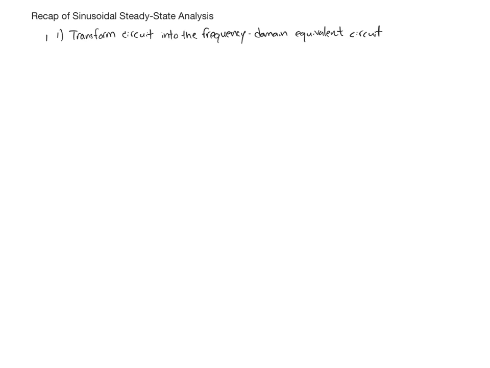So the first thing that we're going to do is transform a circuit from a time domain equivalent into a frequency domain equivalent of a circuit. So we do so by first converting the voltage and current sources to phasors. So we're going to use the phasor form of voltage and current sources.